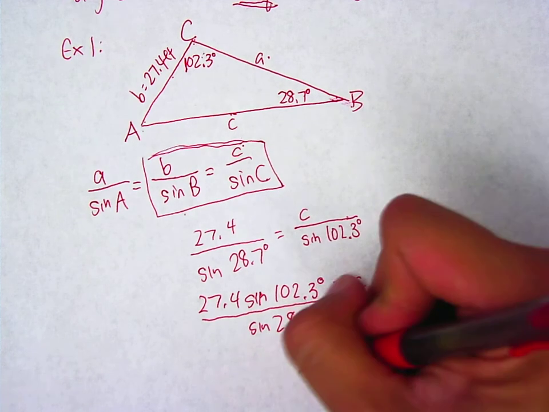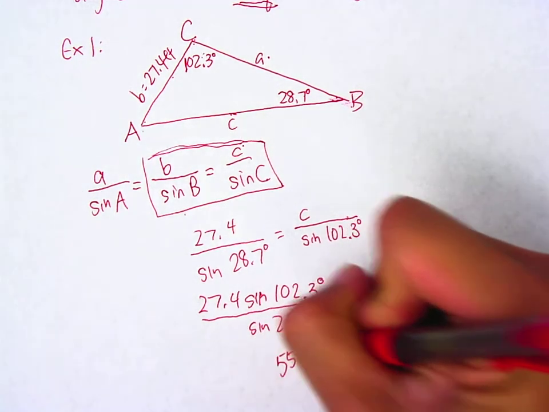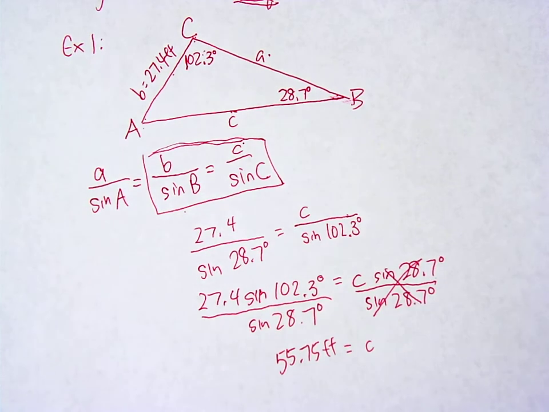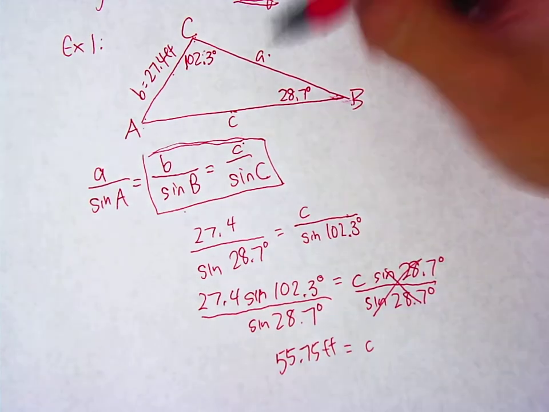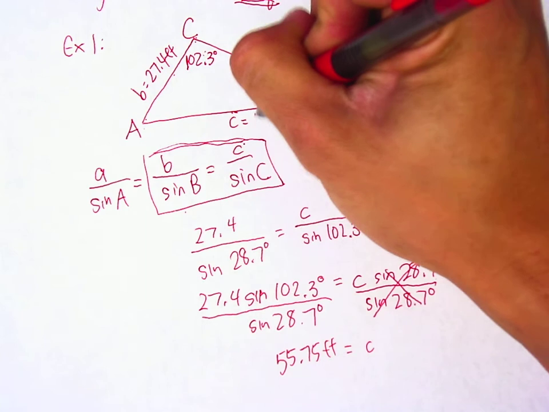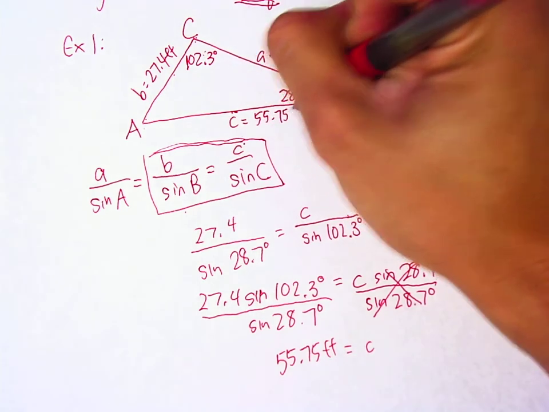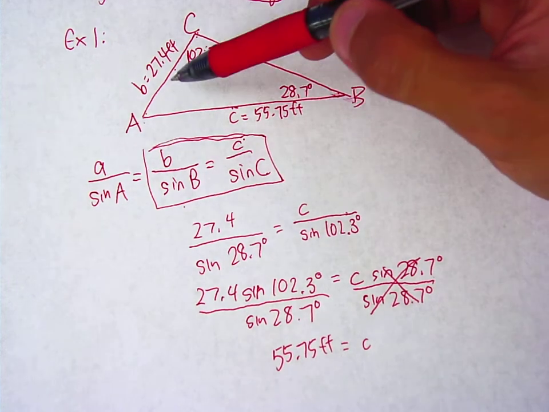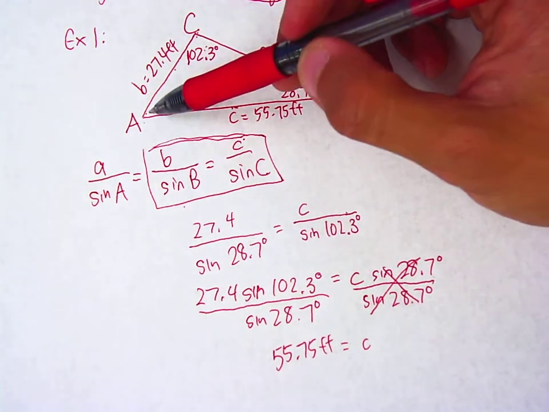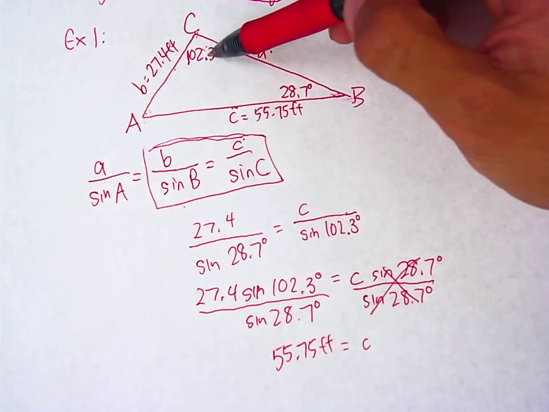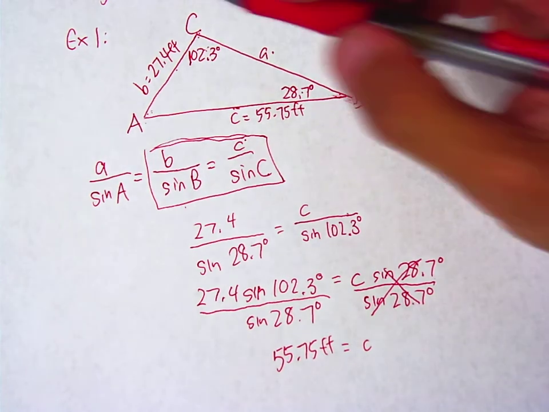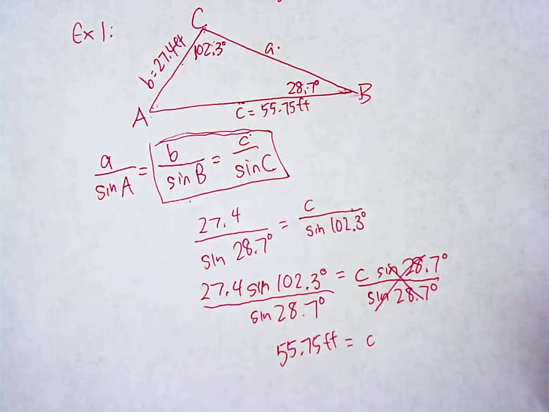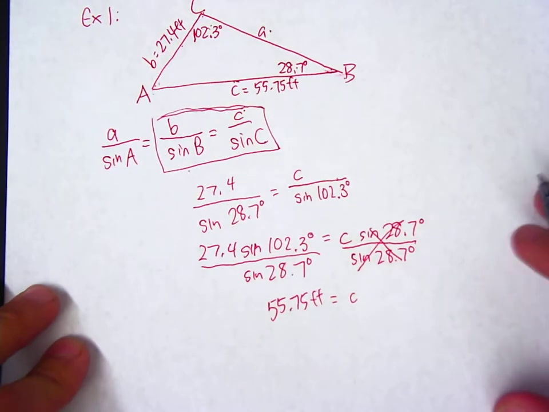So once I put that in the calculator, you should get, and go ahead and try it at home and make sure you get, 55.75 feet. Okay, so now I know side C is 55.75 feet. And then if they ask you to find the rest of the sides, well, I know angle A plus angle C plus angle B equals 180. So let's try to find angle A as well.